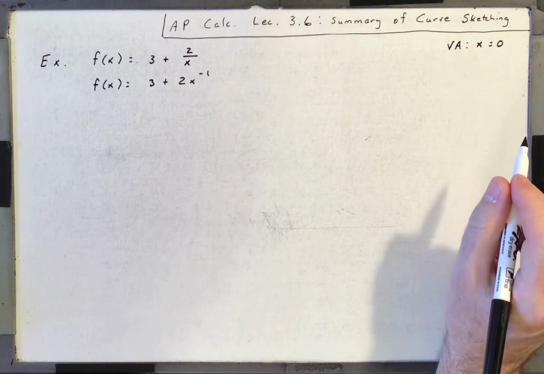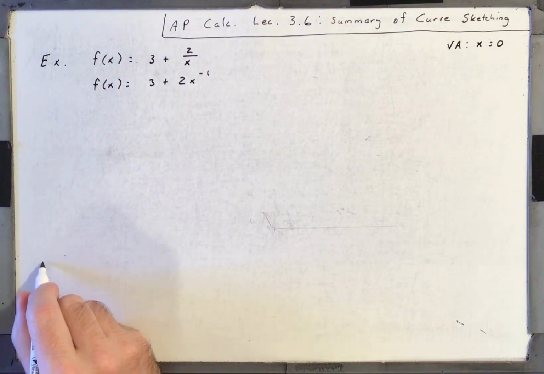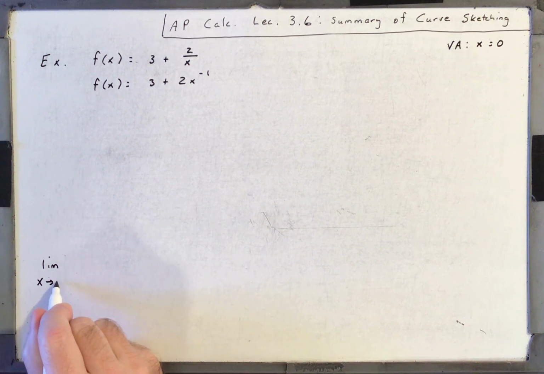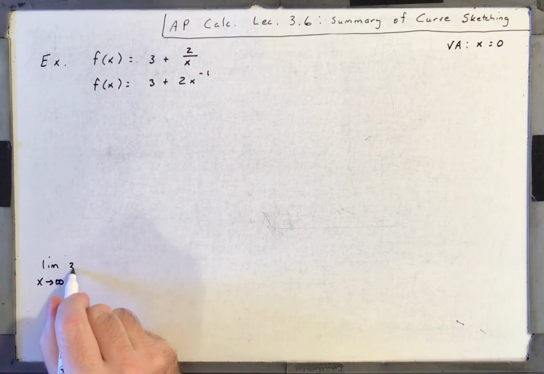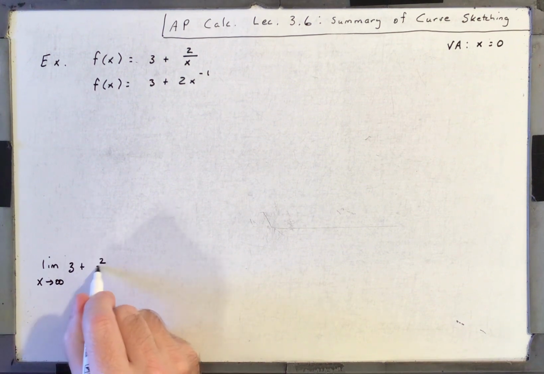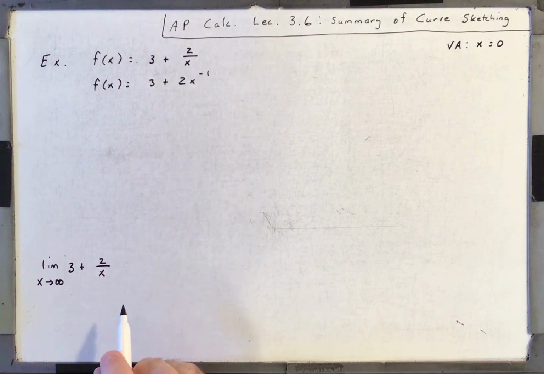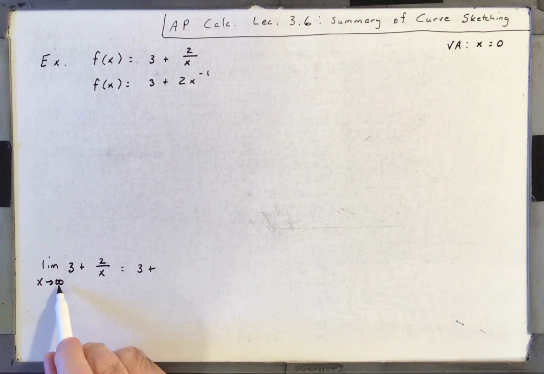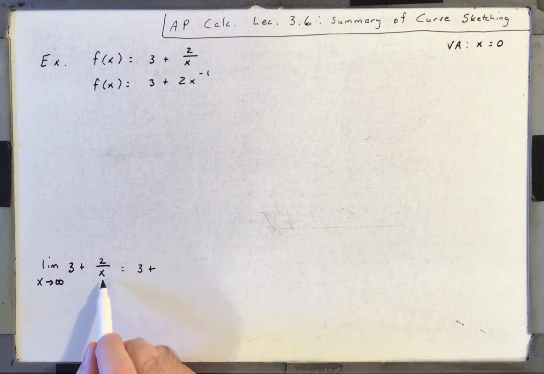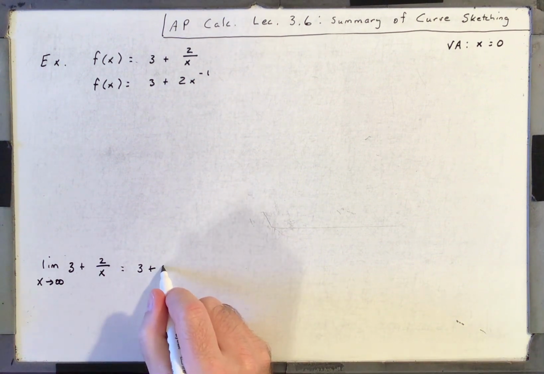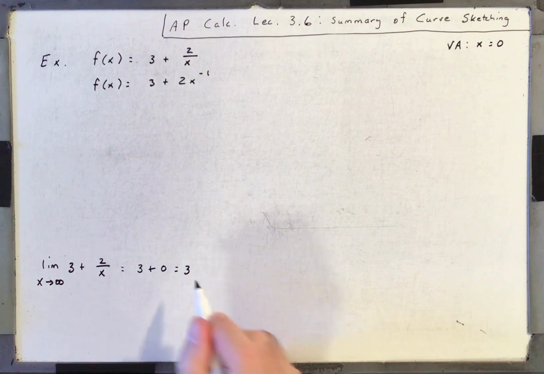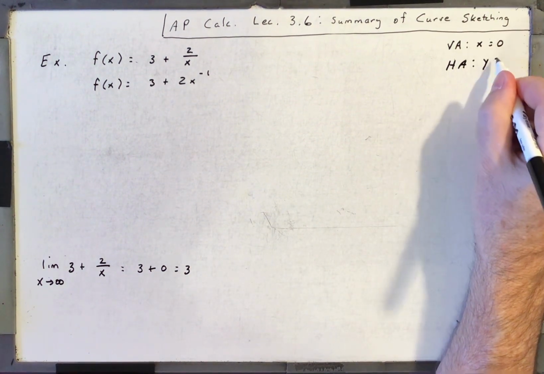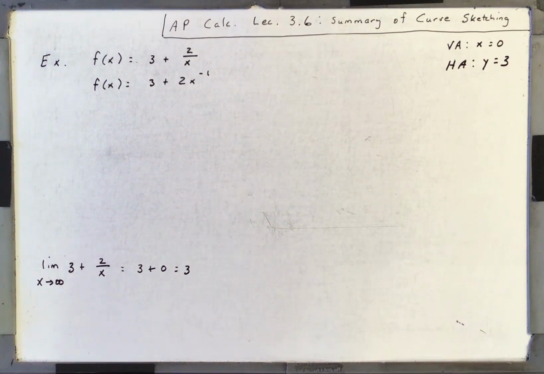Now, do we have a horizontal asymptote? Well, to find that, I'm going to do that down here. We take the limit as x approaches infinity of 3 plus 2 over x. So that's going to be 3 plus, if you plug infinity in here for x, 2 over infinity is 0. So 3 plus 0, which is 3. So we have a horizontal asymptote at y equals 3. All right, that's a pretty good start.